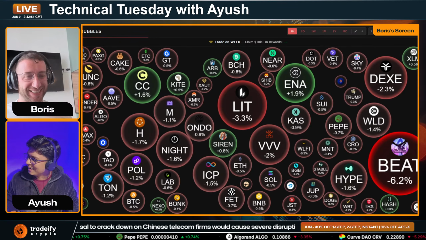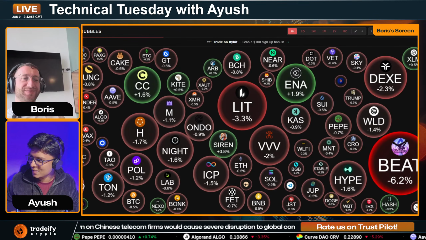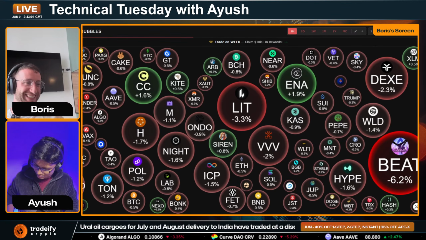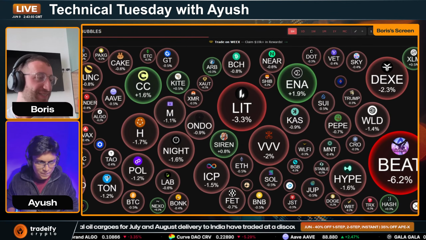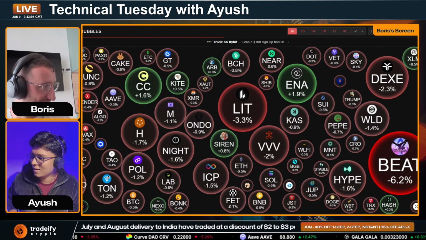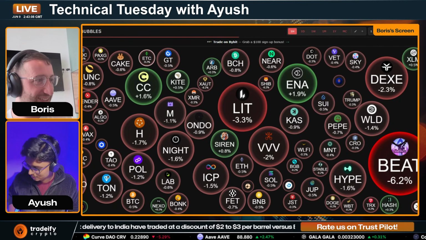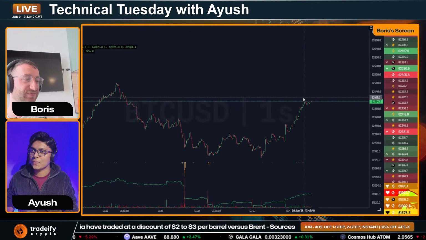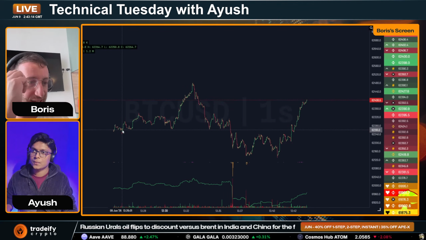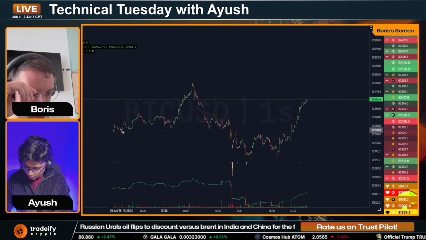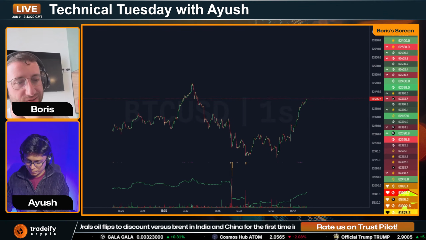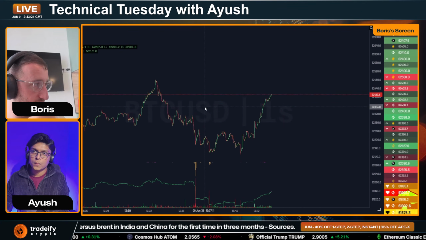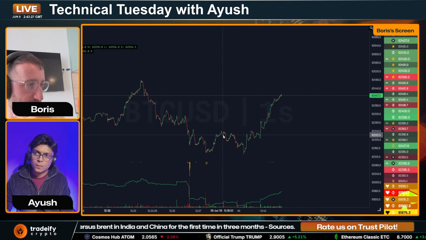Well, Ayush, man, looking at the crypto bubbles on the hourly, not looking good. Why? Because everything's in the red, bro. I said it's going lower. Looks like there's a lot of buying and selling at the 62K level. But this is the 1 second chart, doesn't mean much. But we're getting some good buys now.